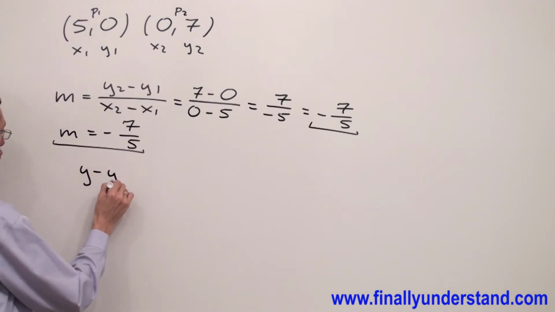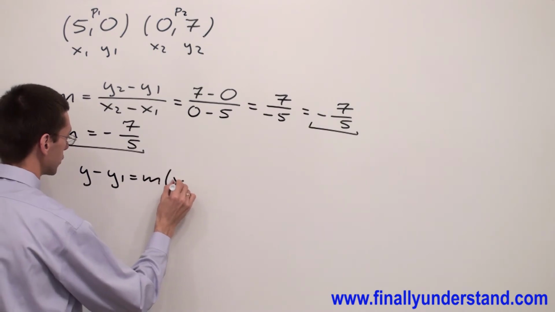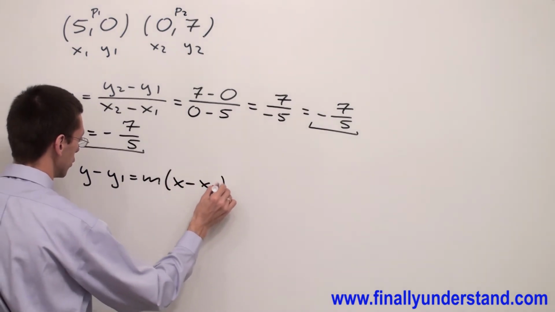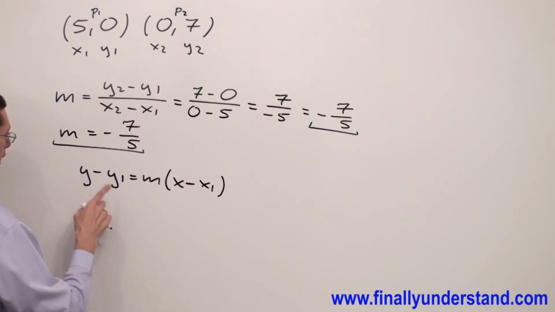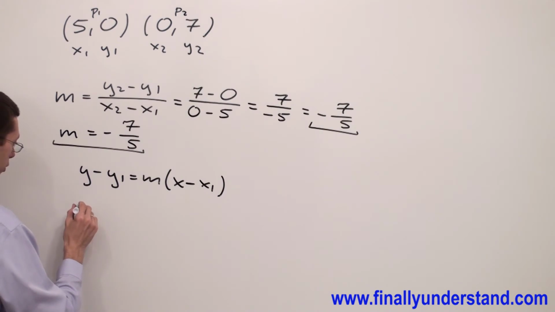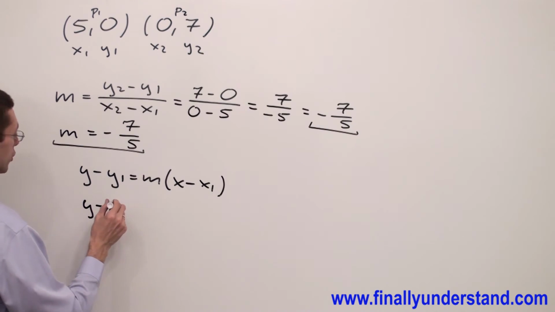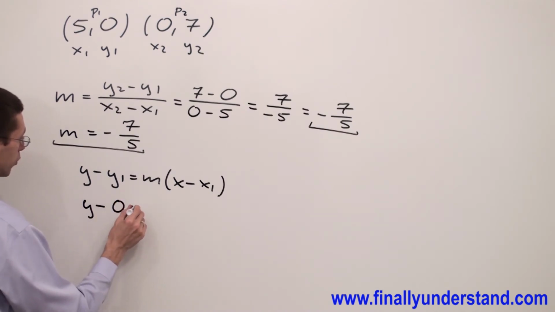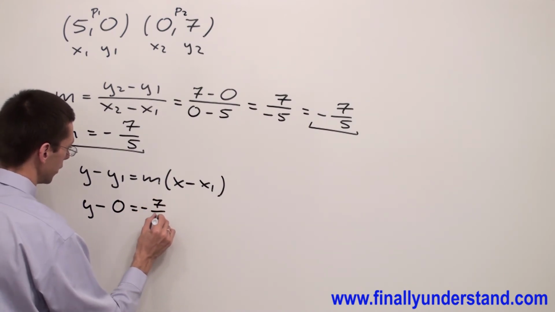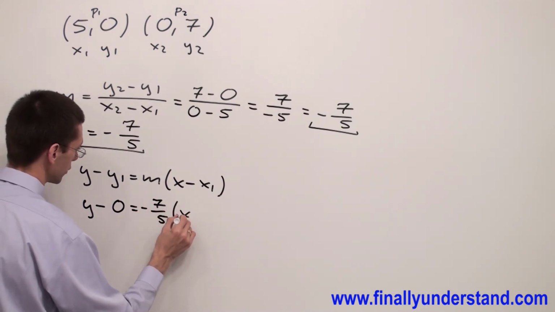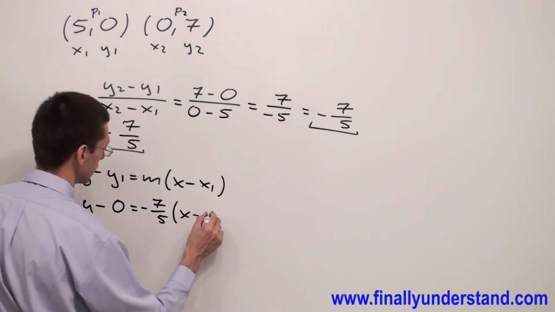y minus y1 equals m times x minus x1. Next, we're supposed to substitute the variables with the numbers. So we have y minus y1, which is 0, equals m, which is minus 7 over 5, and I have x minus x1, which is 5.